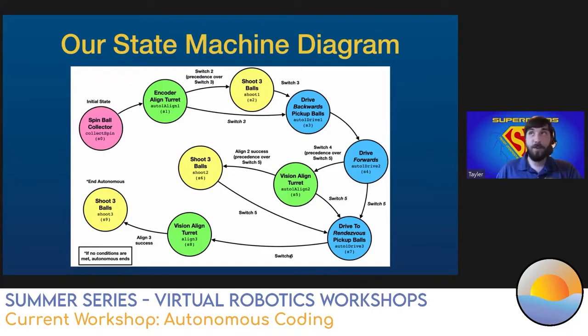From there, if switch 6 is enabled, go ahead and do vision aligned turret. And again, if the alignment is successful and we have our target, go ahead and shoot 3 balls, then end our autonomous. And now an important thing to note is if any of these states at any of these positions, so, for example, here, if neither switch 2 nor 3 are on, autonomous is just going to end. So if no conditions are met, autonomous will just end early.